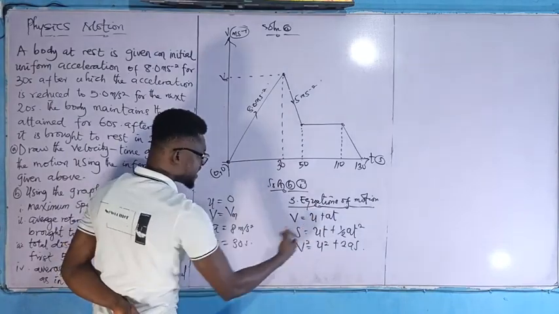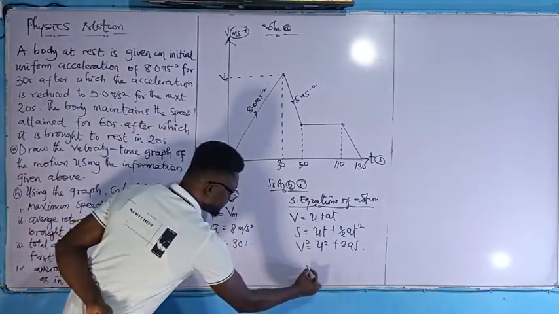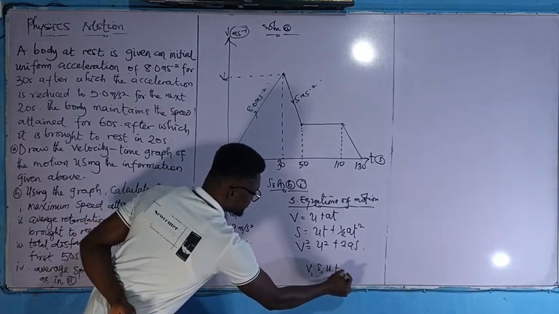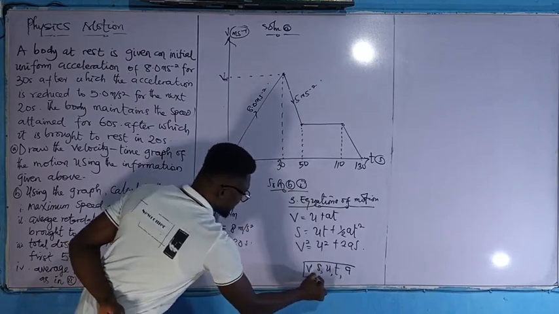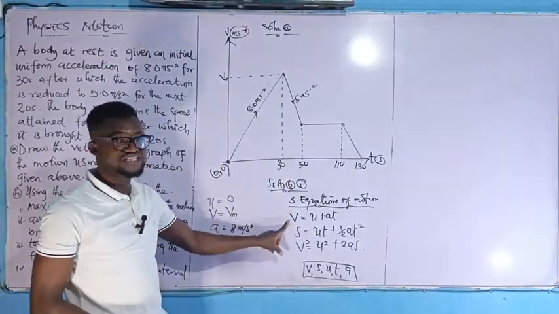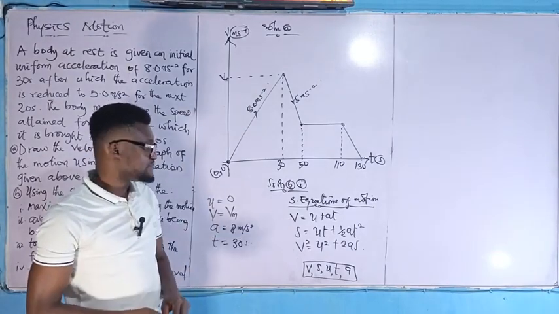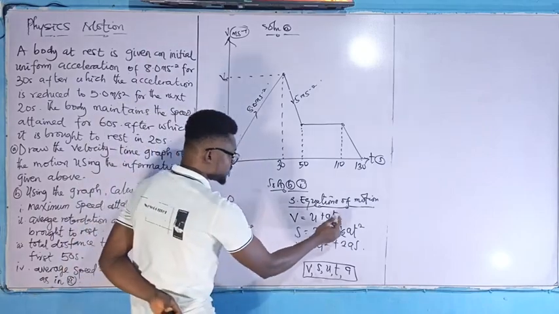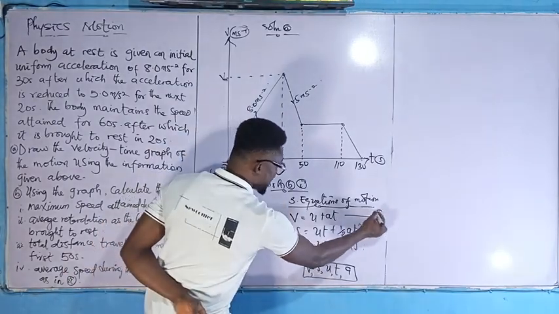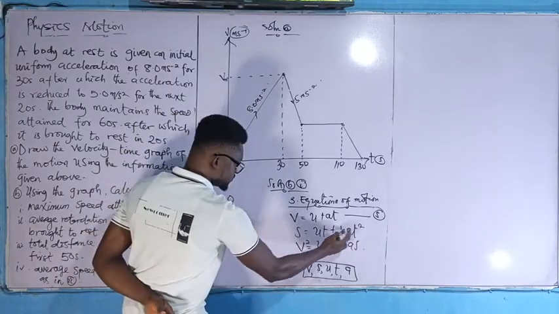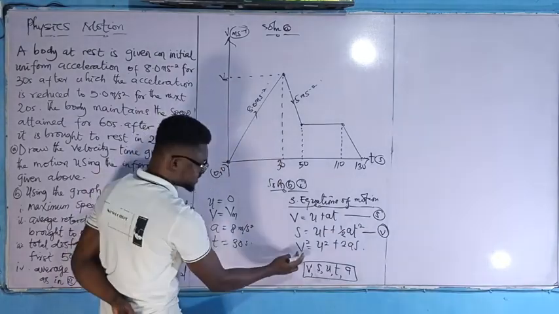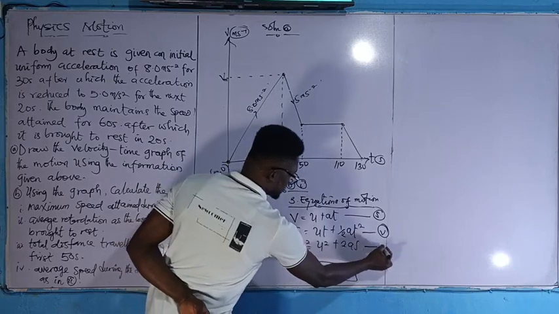Out of this, we have five parameters: v, s, u, t, a. If we check each of the formulas, you will see that each formula is lacking one parameter. Equation 1 does not have distance. Equation 2 does not have v, the final velocity. Equation 3 does not have time, which is t.